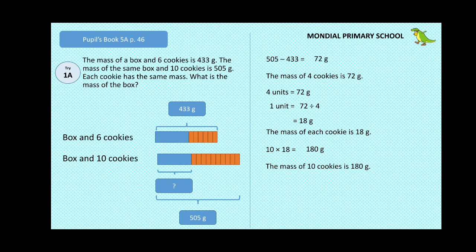Now we know the mass of 10 cookies and we know the mass of the box and 10 cookies. What can we do to find the mass of the box? Good job! We can subtract the mass of 10 cookies from the mass of the box and 10 cookies. And we get 325 gram. Remember to write the sentence. The mass of the box is 325 gram. Well done. Do you understand so far?